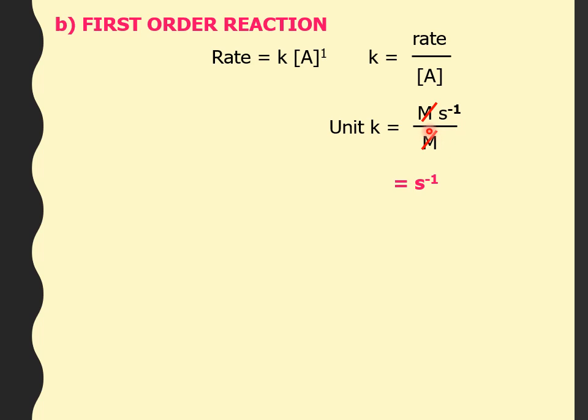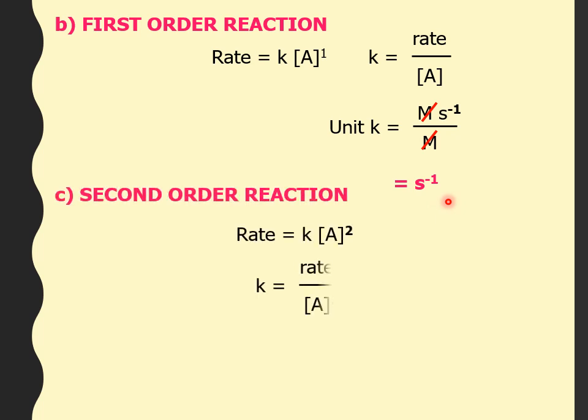Molar per second, divide by molar, and we are left with per second. Next, we're going to look at second order reaction. Let's replace X with 2. Now K is equal to rate over concentration of A to the power of 2. Let's put the unit: molar per second over molar square. So now we get the unit of K for second order reaction is per molar per second.